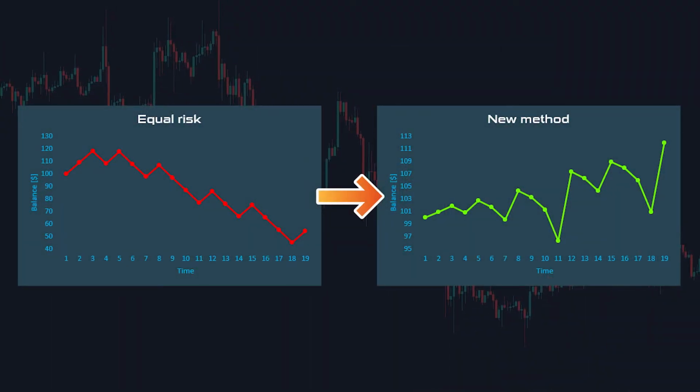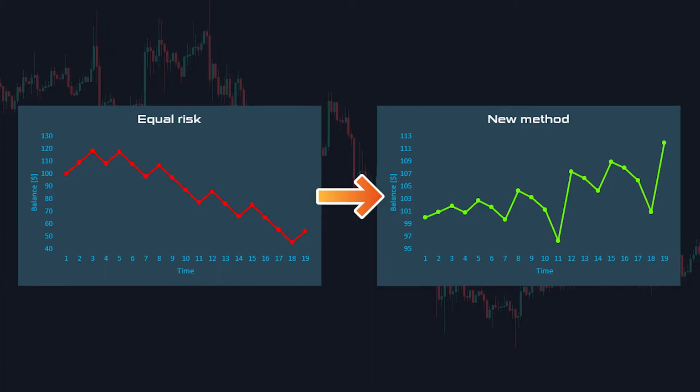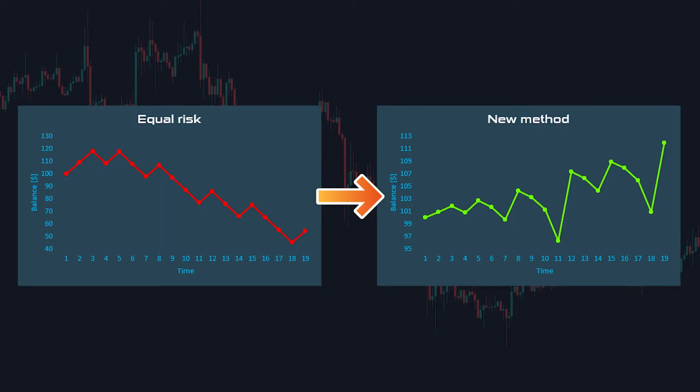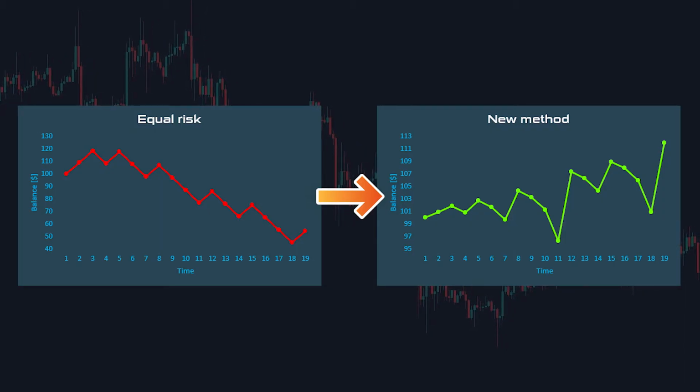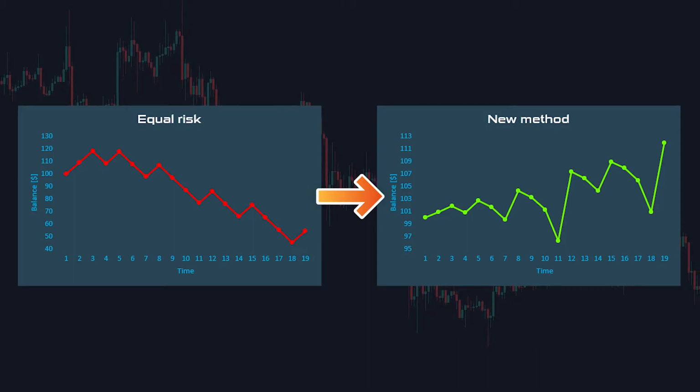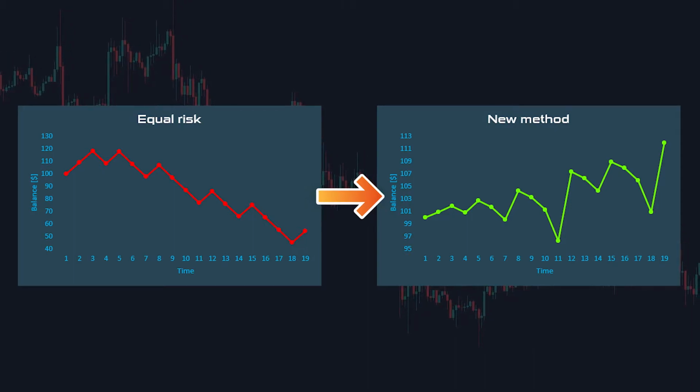In the intro I said today's topic is gonna be a method. I use the term method because it's not a strategy, but a special risk management system. It can be used in combination with any strategy.